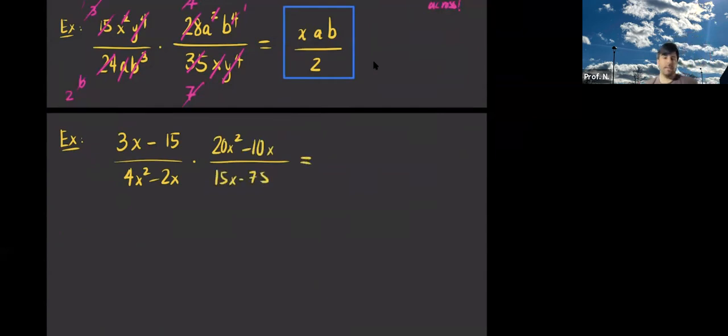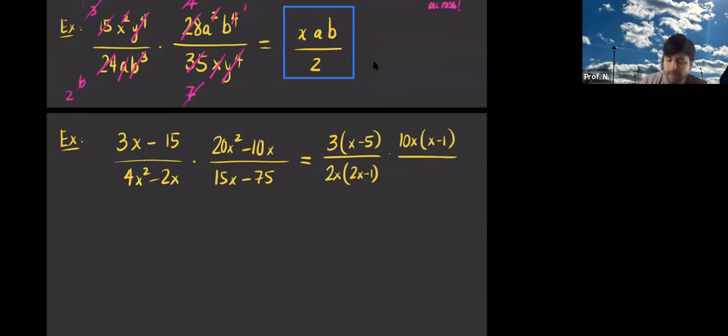So you see here, I want to multiply this out. I want to simplify. So again, simplifying, if possible, can I factor? So 3x minus 15, I can factor to what? 3 times x minus 5. 4x squared minus 2x, I can factor this as 2x, and this becomes 2x minus 1. 20x squared minus 10x, I can factor this. It becomes 10x times x minus 1. 15x minus 75, I can factor 15, and this becomes x minus 3. No, actually, it's not 3. It is 5.